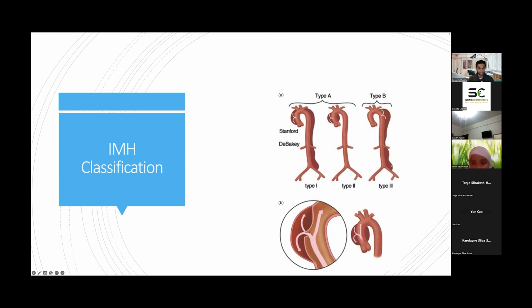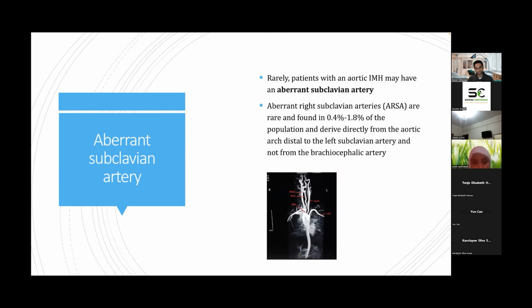Interestingly, our patient had an IMH, but on top of that, she also had what we refer to as an aberrant subclavian artery. So what exactly is an aberrant subclavian artery? It's not very common. It's found in 0.4 to 1.8% of the population. An ARSA is when the right subclavian artery branches off from the aortic arch directly.